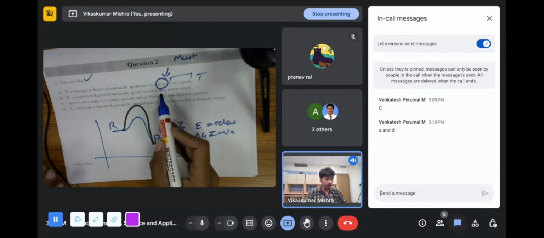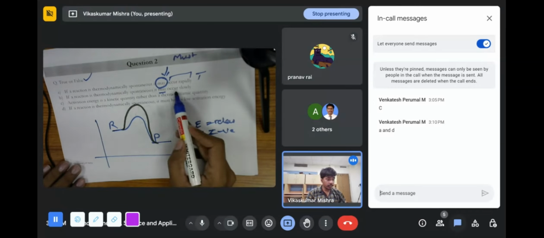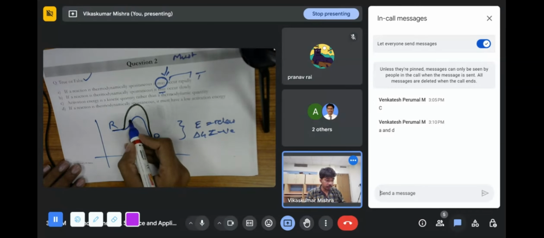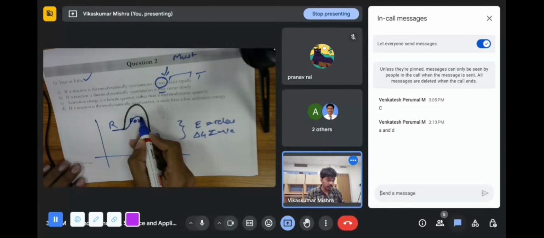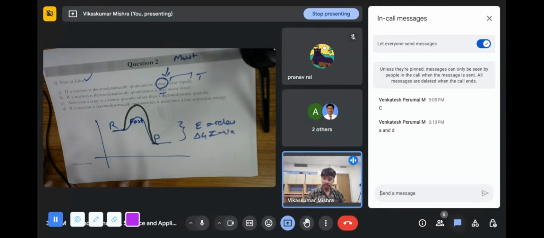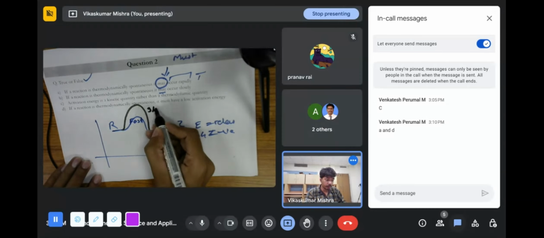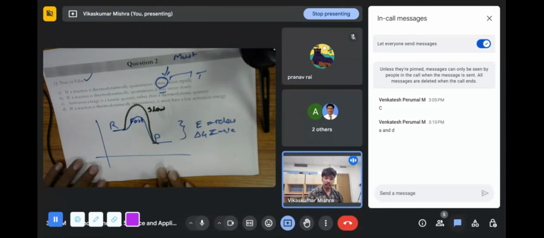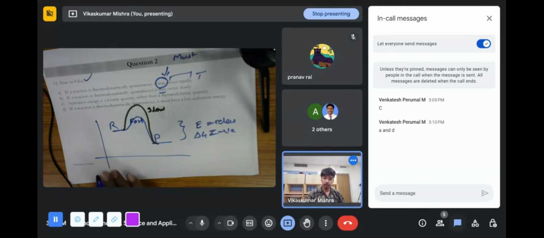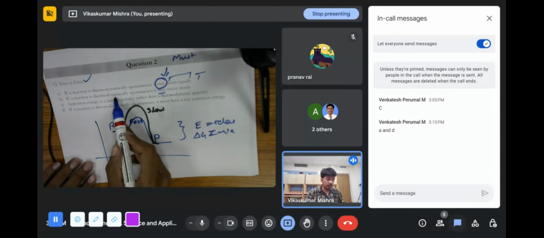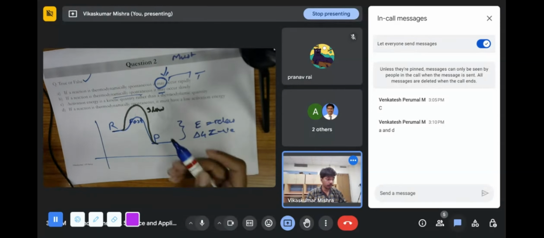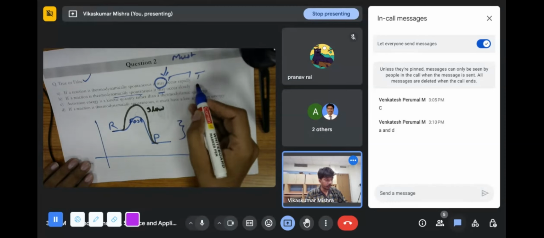So it may be possible that it can be slow. Here it will be fast. In this case, since the barrier is quite low, we can say that it will be fast. In here, we can say that it can be slow also. The rate at which the product will form will be slow. So the second one is also true, right? If the reaction is thermodynamically spontaneous, it might be possible that it will be slow. Yeah, the rate of reaction will be slow. This is also true.